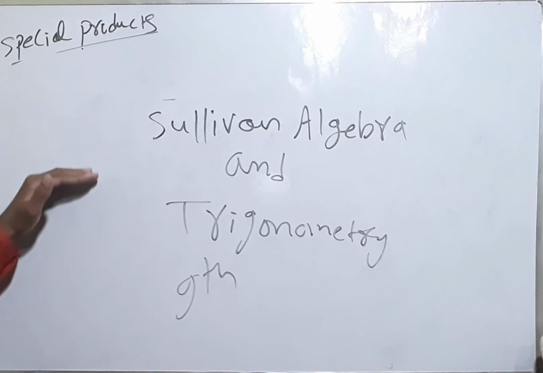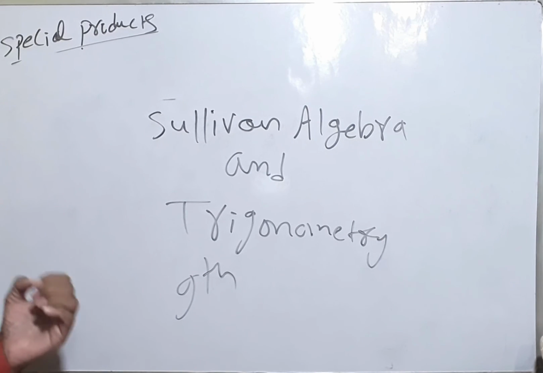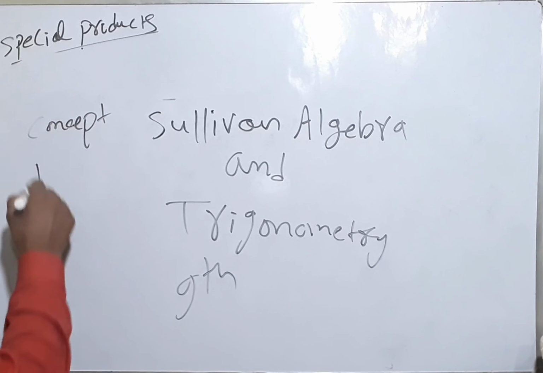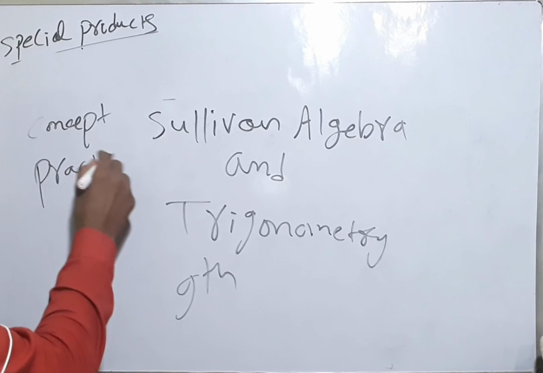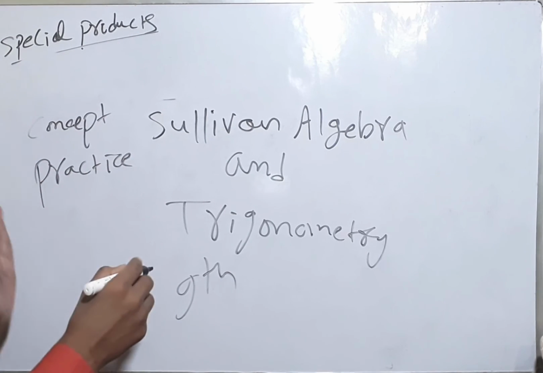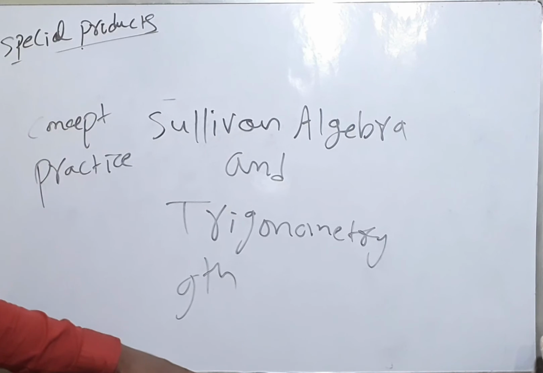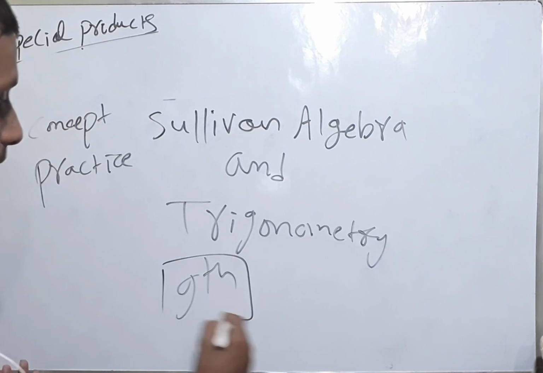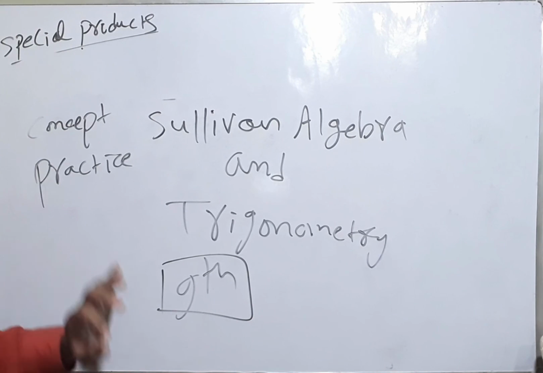Get a book for practicing, because you cannot get mathematics without practicing it. Mathematics is a thing of practice. You'll get more if you practice more. You need to understand the concept, and when you're done with the concept, you need to practice. This is what mathematics is all about. So get any book. If possible, get Sullivan Algebra and Trigonometry, because I'm teaching you this. I have the 9th edition, but the 11th edition is even better.